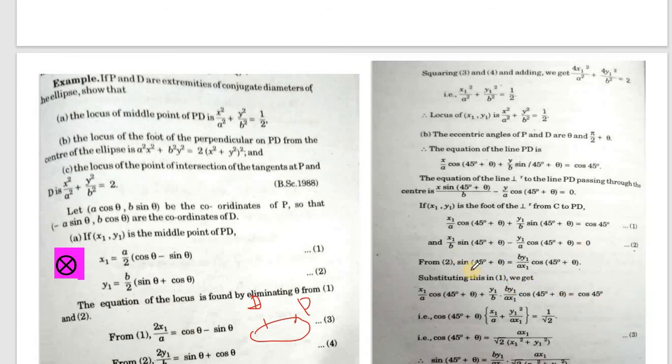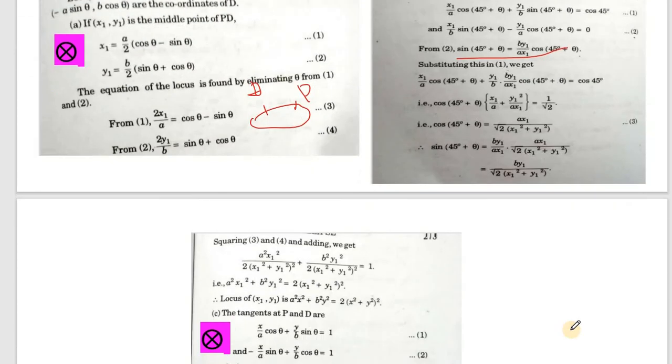So from this, sine and cos also you will get, but that could be discussed later. Now substituting this in 1, we get this. So you have this, and we'll have to drop the suffix to get the locus.